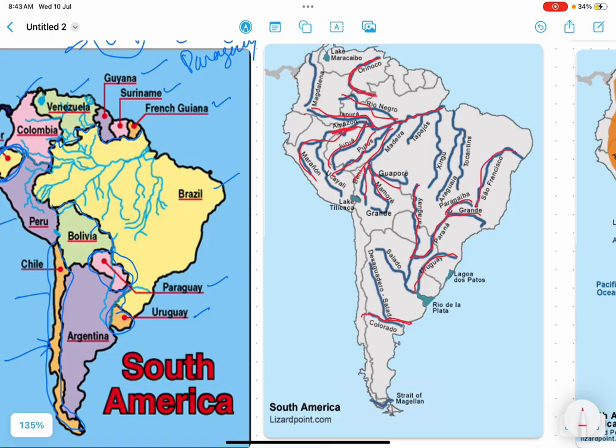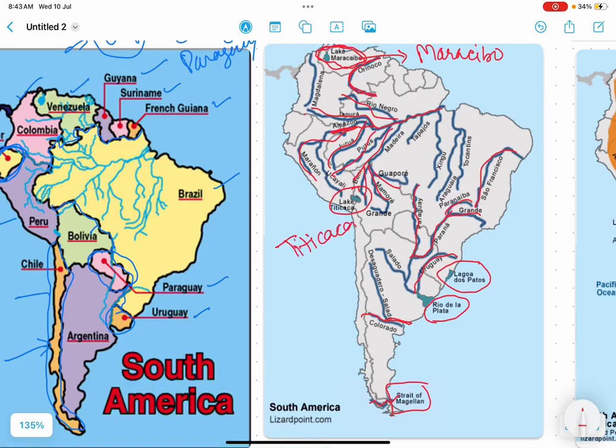Another important aspect is that there is a strait called Strait of Magellan right here, which separates this and this. We have Rio de la Plata. We have Lagoa dos Patos. We have Lake Maracaibo right at the top, important Lake Maracaibo. Then we have Lake Titicaca right here. You can see Lake Titicaca.